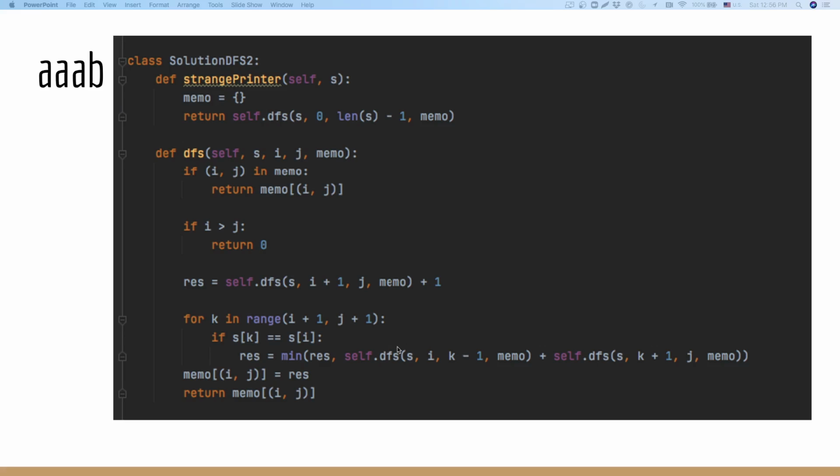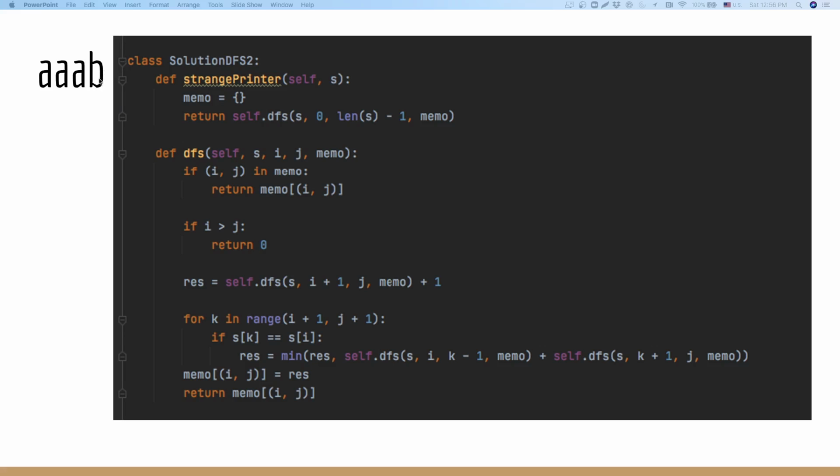And just like what we described before, if k is equal to I, then we break right here. So we have I right here, and k could be here, could be here, could be here. So this is the best case. When k gets up to here, we find k is equal to I, and we recursively call I all the way to k minus 1, and k plus 1 all the way to j. They're the same thing.